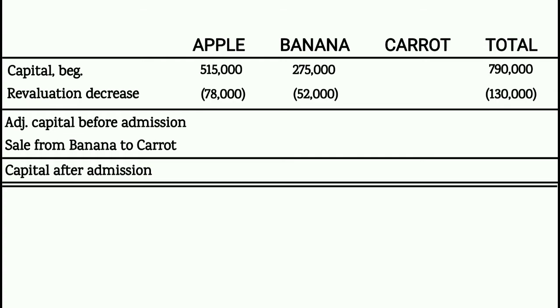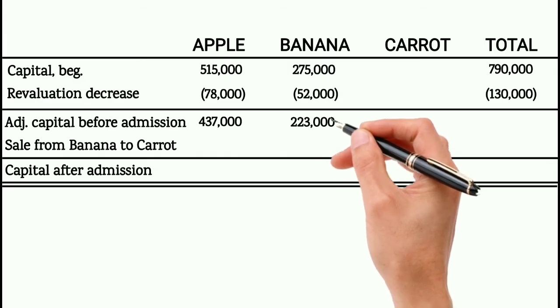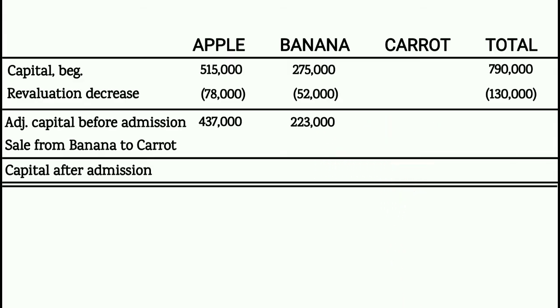We can now compute the adjusted capital before admission. For Apple, 515,000 pesos minus 78,000 pesos is equal to 437,000 pesos. For Banana, 275,000 pesos minus 52,000 pesos is equal to 223,000 pesos. Of course, all in all, the adjusted capital before admission is 660,000 pesos.